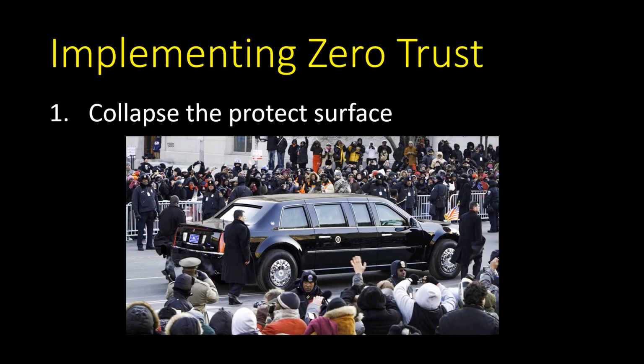The first step is defining the protect surface. The protect surface is around the thing you are protecting, which is what the attackers are after. Now, this is not the same as the attack surface. Defining attack surfaces is a useful tool for risk assessment, but that doesn't have the same goals as security.